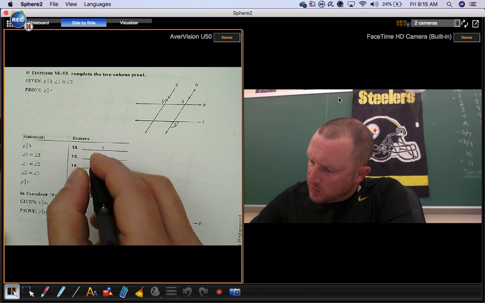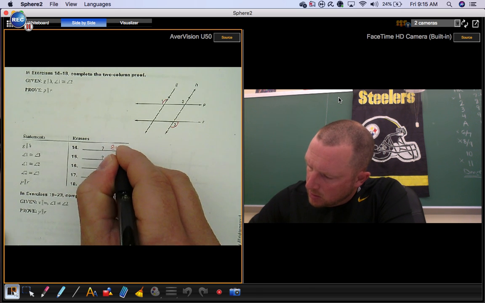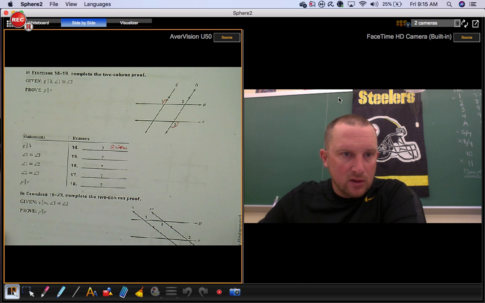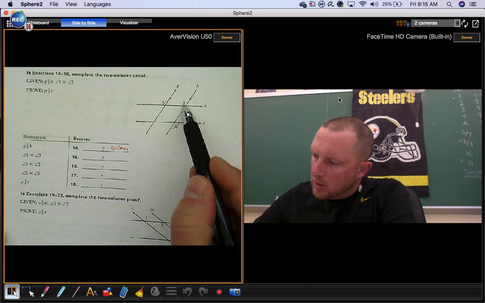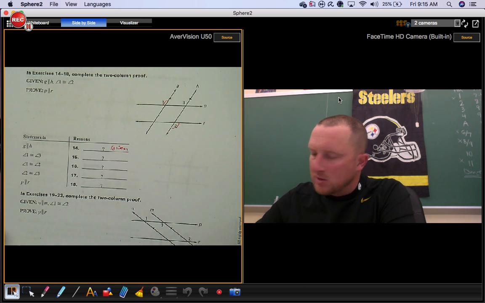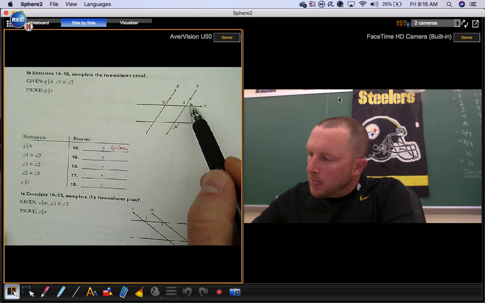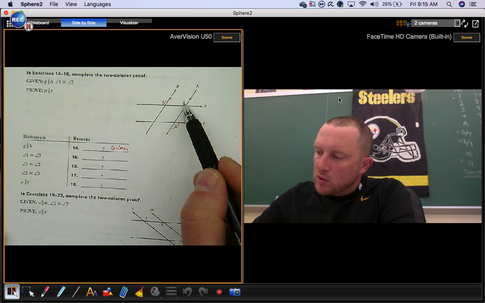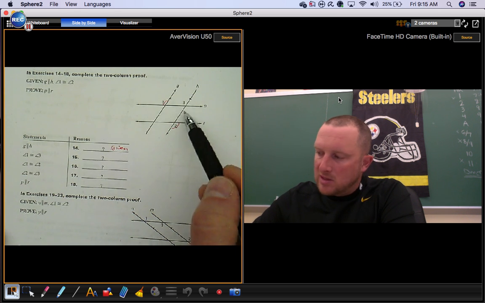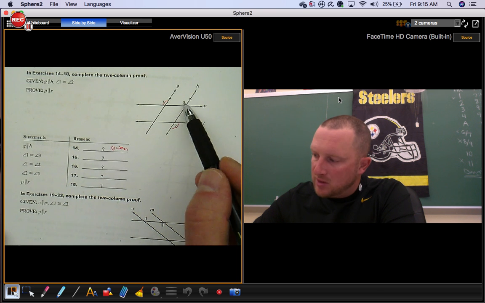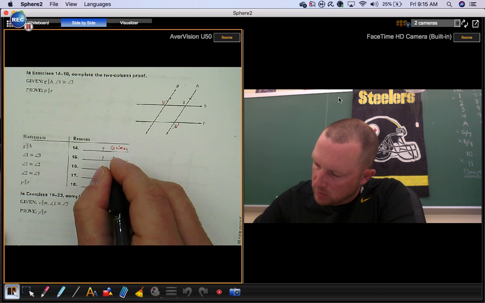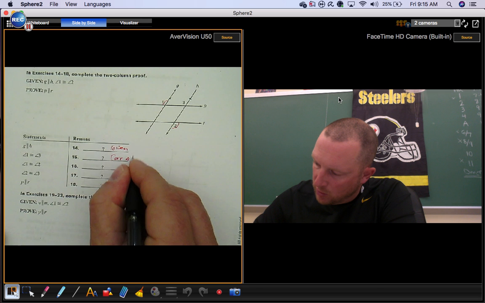So line G is parallel to line H. That's given information. How do you know that angle 1 and angle 3 are congruent? This looks like the same proof. Well, these two angles are corresponding angles, and the lines that make them are parallel. So that means those have to be congruent angles. This is the corresponding angle postulate.